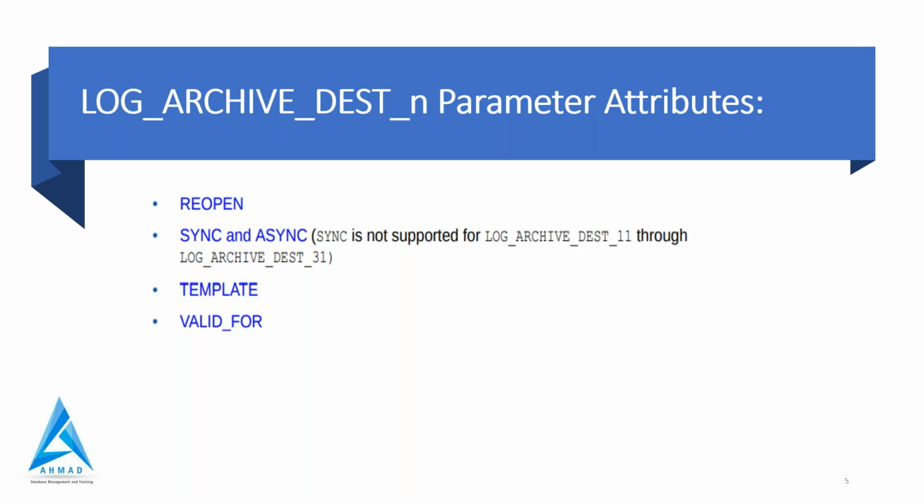Okay, so log_archive_dest_11 to log_archive_dest_31 can only be used when the COMPATIBLE parameter is set to 11.2.0 or later. Many attributes of the log_archive_dest_n initialization parameter have been deprecated. These attributes are supported for backward compatibility, so I'm not going to discuss them. I will discuss only the 17 attributes which I mentioned.